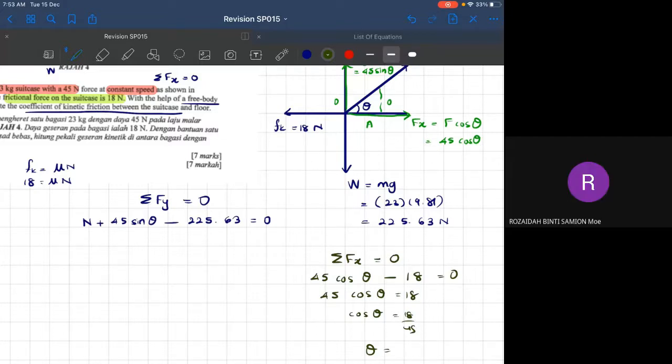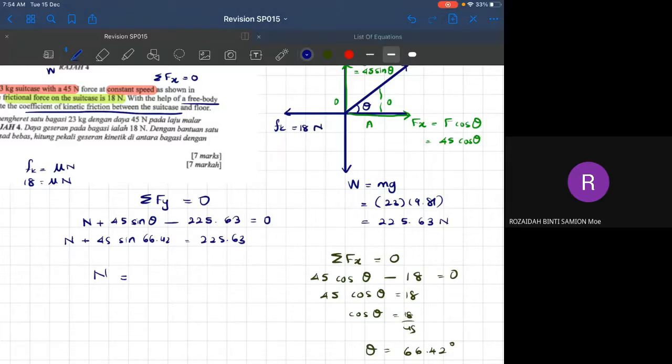66. Okay, betul jawapan dia. Okay, 66.42 isn't it? Okay, so thank you Rozaida. Okay, lepas tu masuklah dalam ni. Okay, very simple. N plus 45 sin 66.42 sama dengan 225.63. Okay.